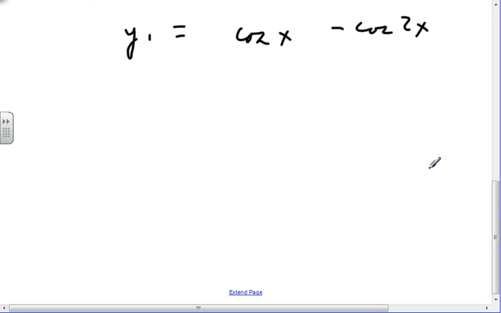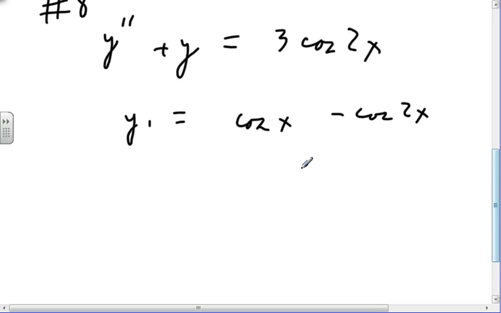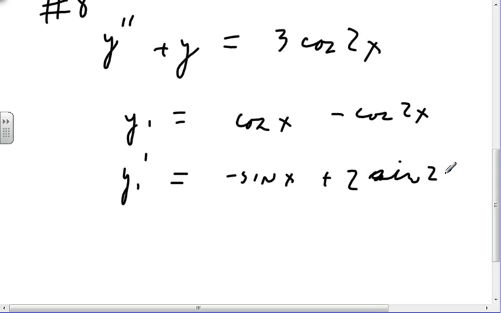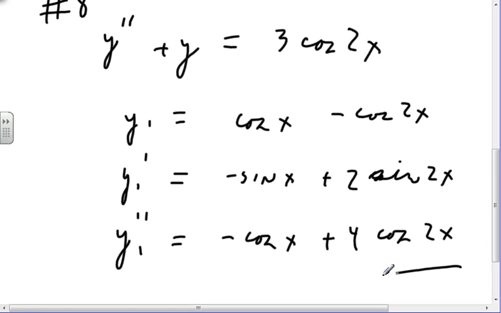All right, so I'm going to take the first derivative: y1 prime is equal to minus sine x plus 2 sine 2x, and then y double prime is minus cosine x plus 4 cosine 2x.